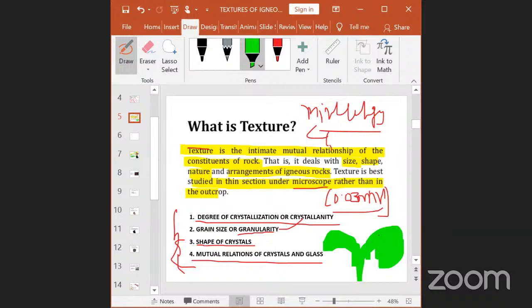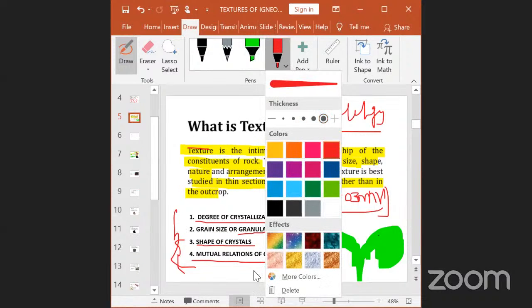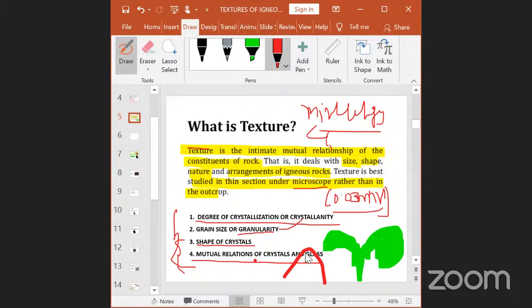But if sudden chilling of lava occurs, right? So this is magma, this is lava. When sudden chilling of lava occurs, there may not be any time for crystallization to take place. Under such conditions, lava solidifies as completely amorphous or glassy matter without any minerals.